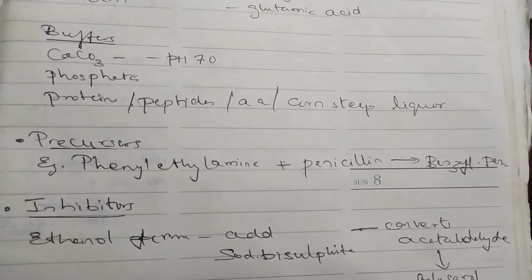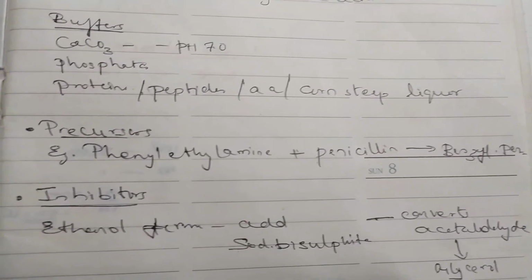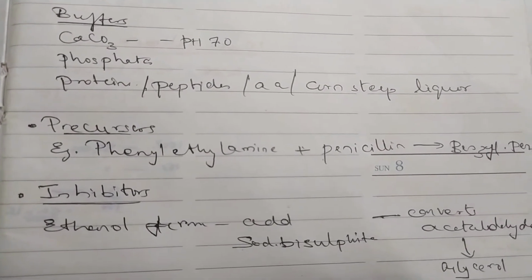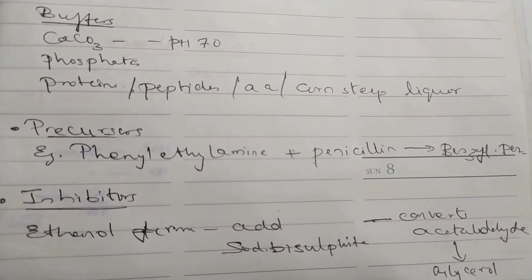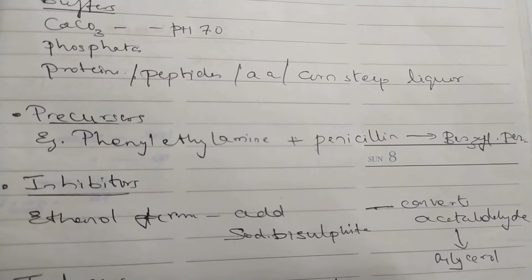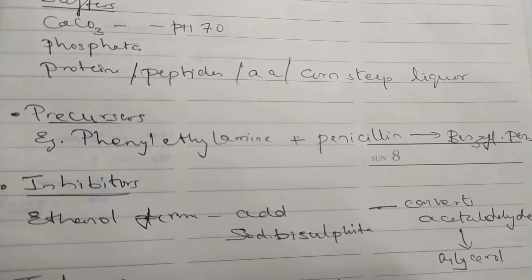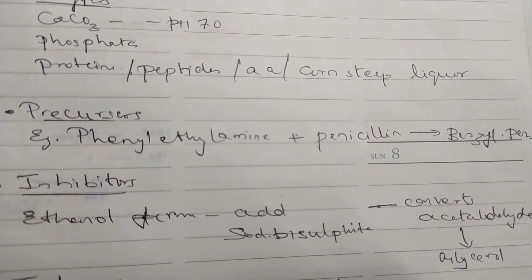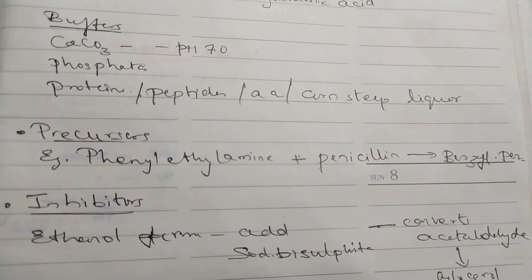And precursors, sometimes we may have to add precursors in the medium, for example phenylethylamine is added, or phenylacetic acid, which contains this component phenylethylamine, for the penicillin production.